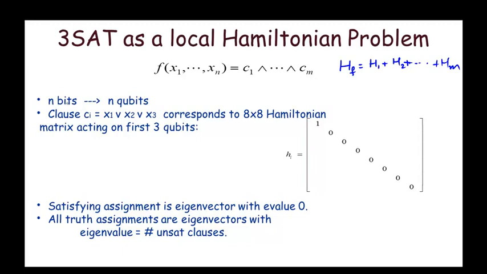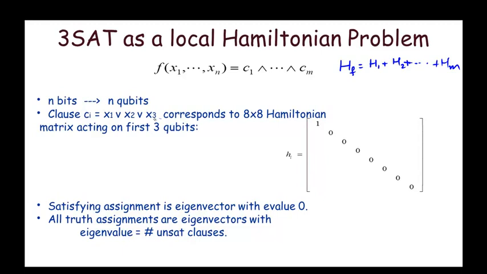Okay, so the n bits get transformed to n qubits. The clause x1 or x2 or x3 corresponds to an 8 by 8 Hamiltonian matrix which is acting on the first 3 qubits. It assigns a penalty of 1 if the clause is not satisfied. So the only way to not satisfy the clause is if x1 equals x2 equals x3 equals 0. So you put a 1 in this lower left corner, and then zeros everywhere else. So it's going to be a diagonal matrix with a penalty of 1 corresponding to this truth assignment, the only assignment that does not satisfy this clause.